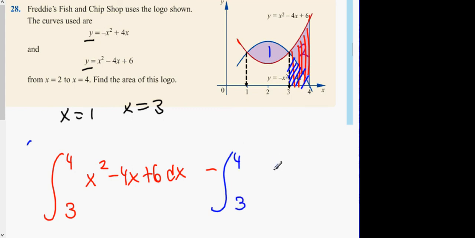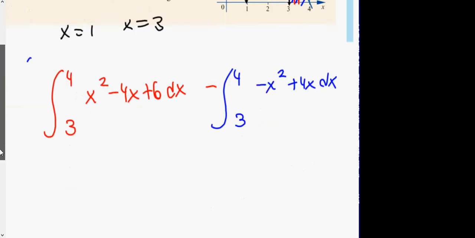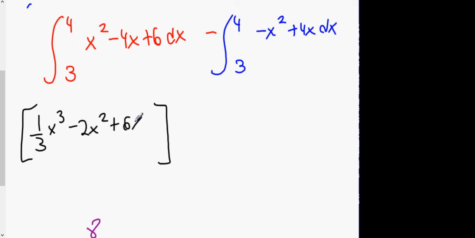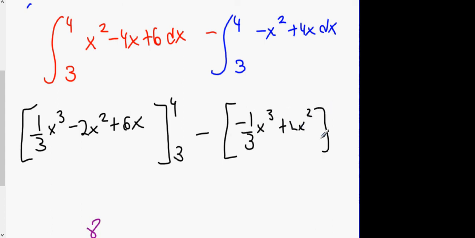That's going to be minus x squared plus 4x dx. Now look what happens here, guys. We integrate, and we get a third x cubed minus, it's the same as last time, isn't it? 2x squared plus 6x, from 4 to 3. And then we're also going to take away minus a third x cubed plus 2x squared from 4 to 3.